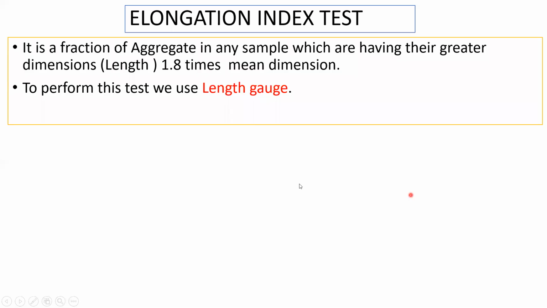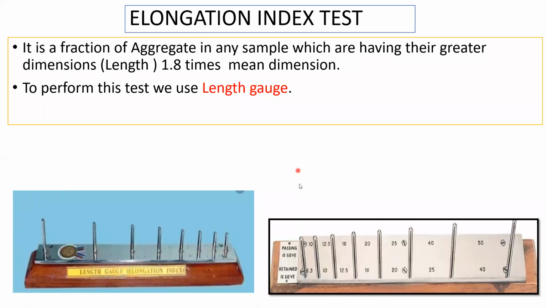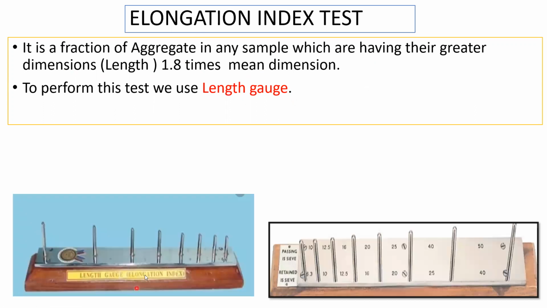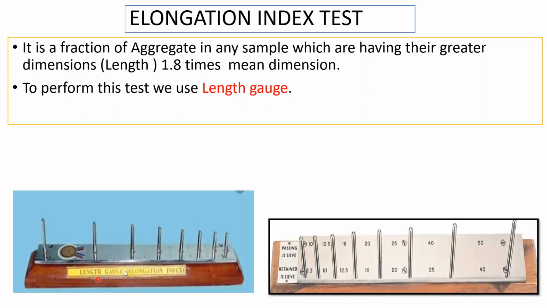That's it. Similarly, coming to the elongation index, it's the same procedure here. Next is elongation index. It is the fraction of aggregate in any sample which have their greater dimension, that is length, 1.8 times the mean dimension. In the previous case, we multiplied the mean size by 0.6, but to find the elongation index, we have to multiply the mean size by 1.8. To perform this test, we are going to use an instrument called a length gauge. So this is how the length gauge is going to look.